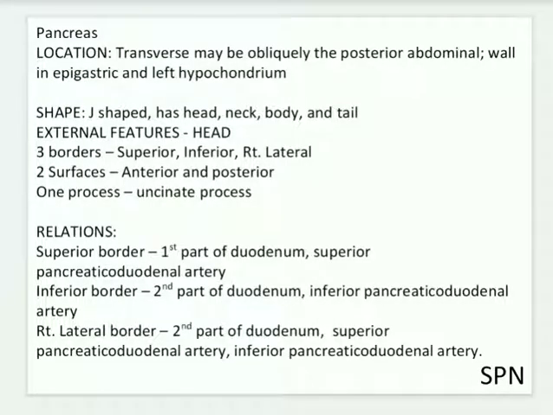Next, the external features of the head. There are 3 borders, 2 surfaces and 1 process. The 3 borders are superior, inferior and right lateral, and the surfaces are anterior and posterior. Coming to its relations: the superior border has the first part of duodenum and the superior pancreatico-duodenal artery. The inferior border has the second part of duodenum and the inferior pancreatico-duodenal artery. The right lateral border has the second part of duodenum and the anterior and posterior pancreatico-duodenal arteries.